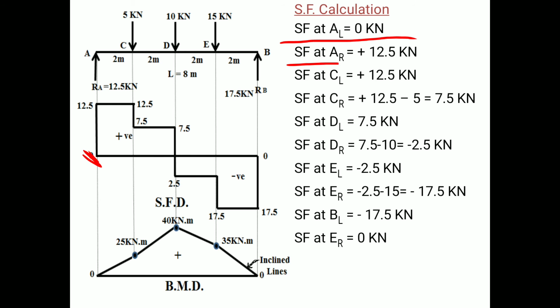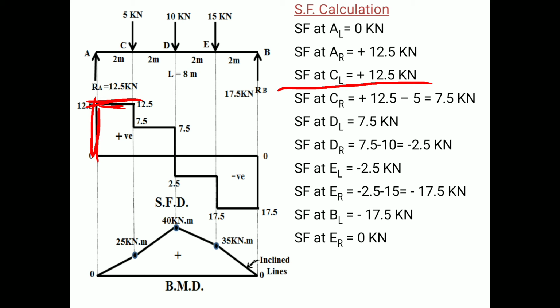Shear force right of A is 12.5, because we have left of A and right of A, therefore both values we have on the same vertical line, therefore this 12.5 will act in upward direction. So we have this line over here. Now as there is no load between A to C, so this 12.5 will remain as it is. This horizontal line indicates the constant value of shear force.